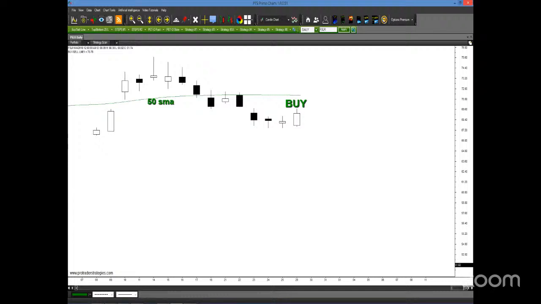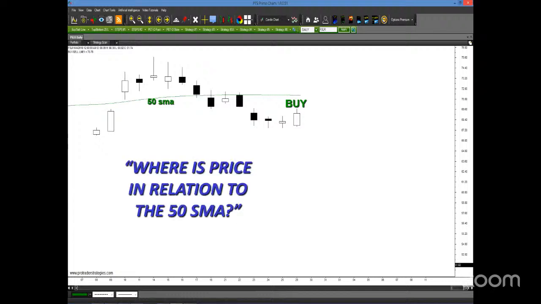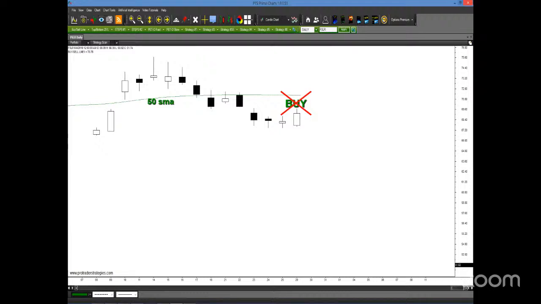We just see what it wants to do and then jump on board in that direction. And right now it's telling us that most likely the direction is going to go lower. All right. So let's say you took this course or you saw this video and you said, all right, well, I ask myself, where is price in relation to the 50? And it's below. So, okay, I'm not going to be a buyer after all.